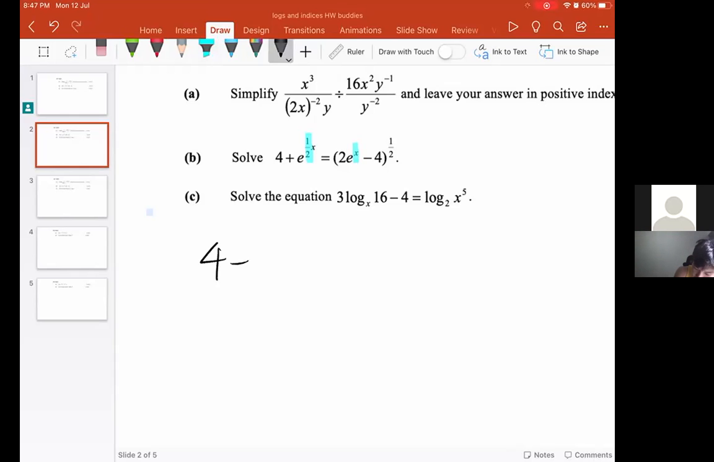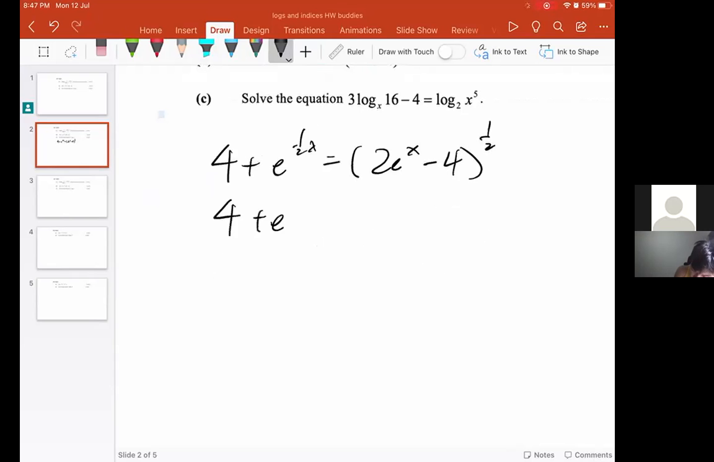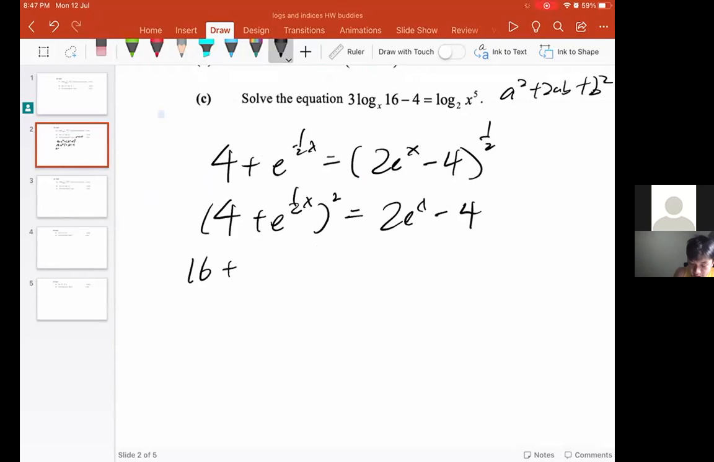So we have 4 + e^(x/2) = (2e^x - 4)^(1/2). We can't do anything to the right-hand side, so the only way to get rid of the power half would be to square both sides. So we have (4 + e^(x/2))^2 = 2e^x - 4. Now, as you know, the square expression is a squared plus 2ab plus b squared. So we have 16 plus 2 times 4, 8e^(x/2), plus e^(x/2) squared, which is just e^x, equals 2e^x - 4.